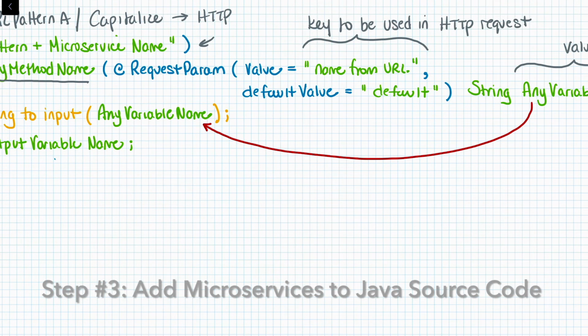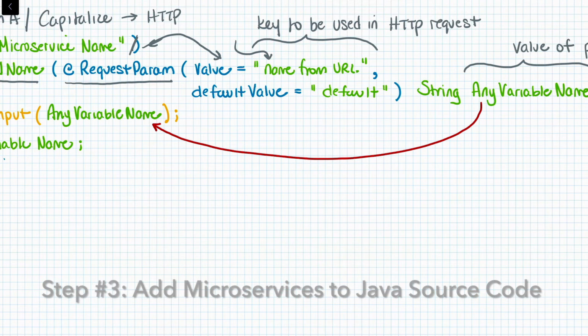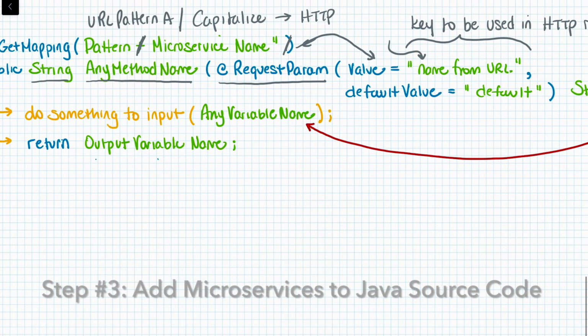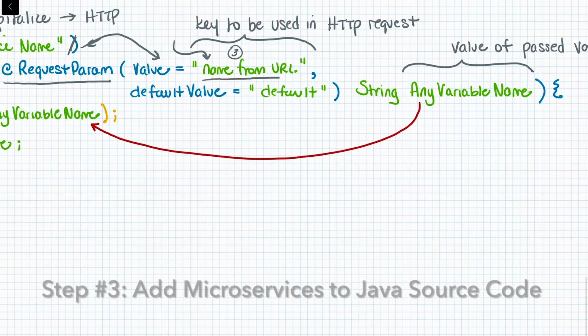Next, you have the request param annotation, which asks for two different values. Okay, first, right here, we have the key to be used in the HTTP request. So normally when you bring up the HTTP request or you call it in the browser, you have pattern, microservice name, and then / and you'll encode the name or the value that you want to pass to your microservice. So those three go together. You have 1, you have 2, and you have 3. And again, you can define this however you would like. It doesn't have to have any relation to another value in this code.